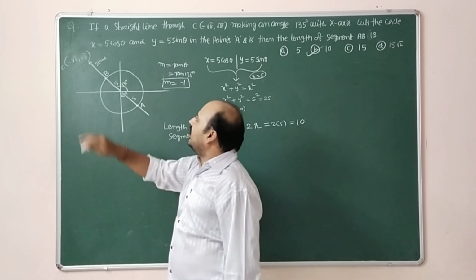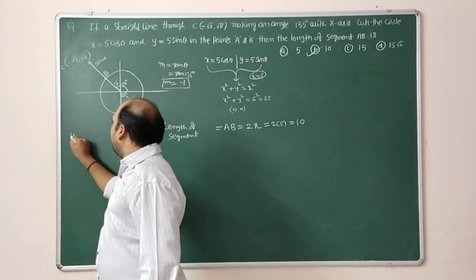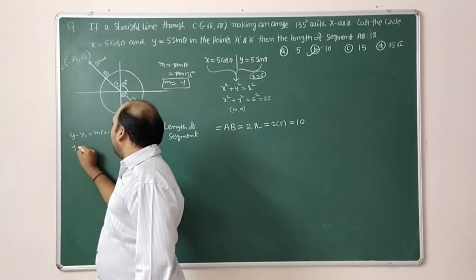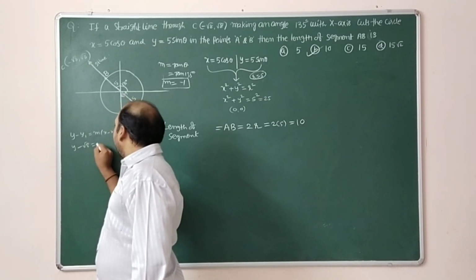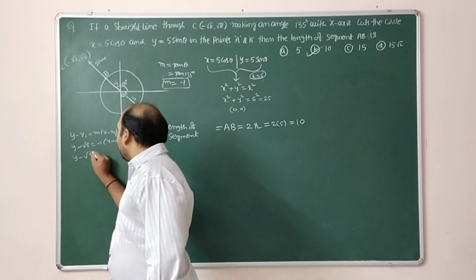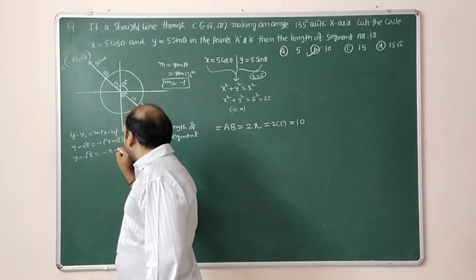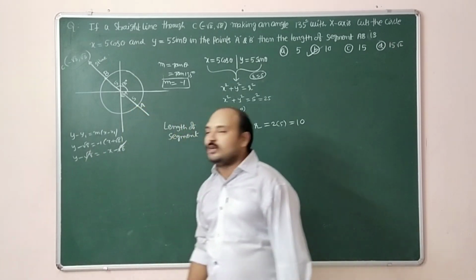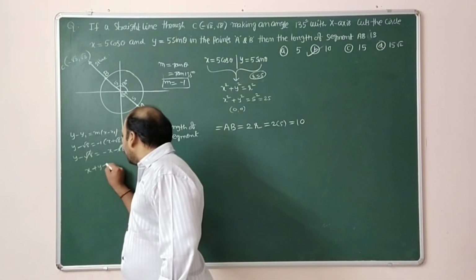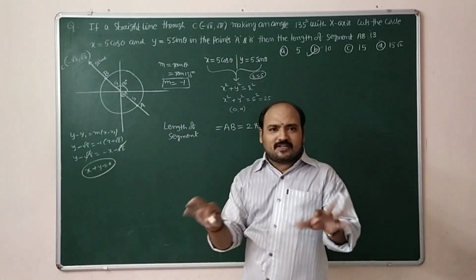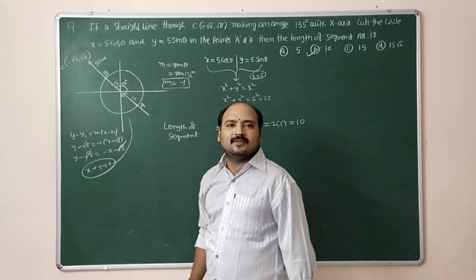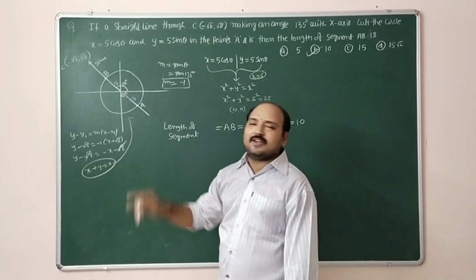m = -1 and the point is (-√8, √8). y - y1 = m(x - x1). y - √8 = -1(x + √8). So y - √8 = -x - √8. The -√8 gets cancelled. Taking the -x to the other side, x + y = 0. In this line, the constant is not there. Whenever the constant is not there, it is obviously passing through the origin.